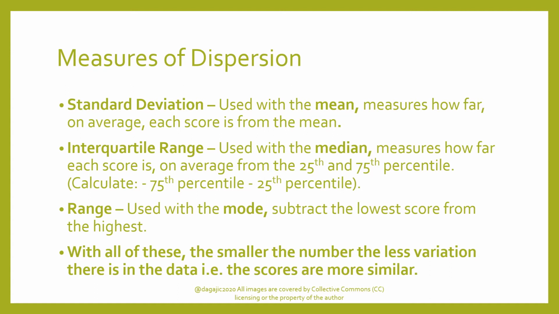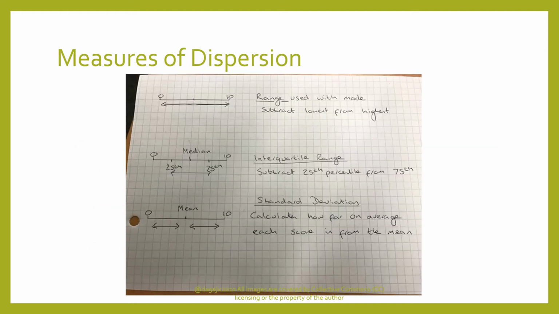Now, if you think about the median, it's the 50th percentile in a set of data. So for the interquartile range, we measure from the 25th and the 75th percentile. So we basically just subtract the 25th percentile from the 75th percentile. It's very similar to the range, but if you think about what you do with the range, you just go from the lowest to the highest. So you subtract the lowest score from the highest. The key thing to remember is though, the smaller the number when you've calculated these things, the more similar the data set is.